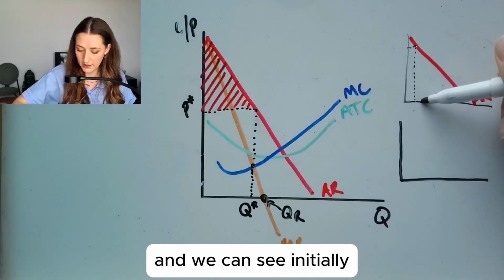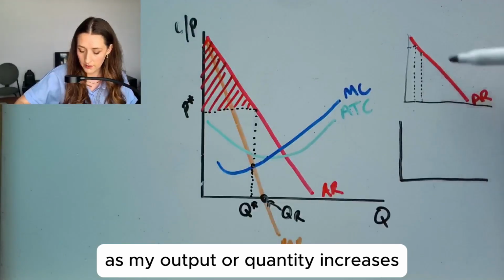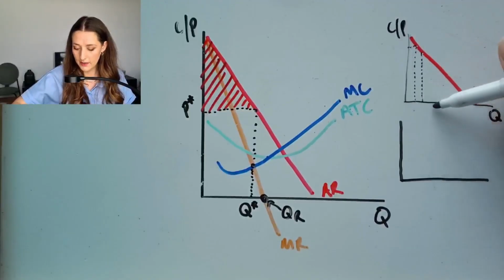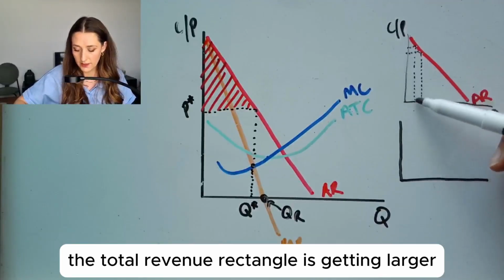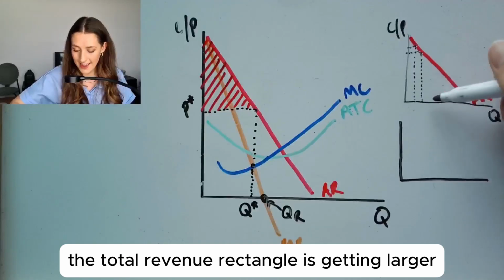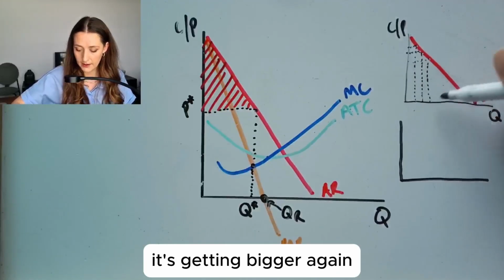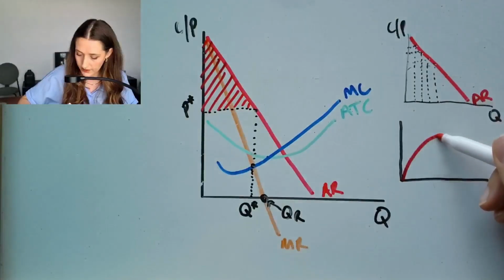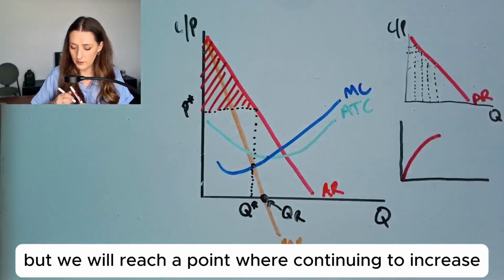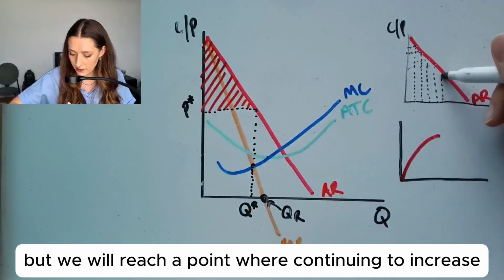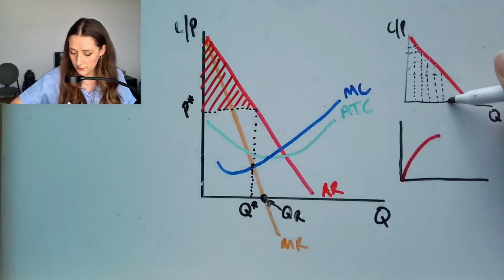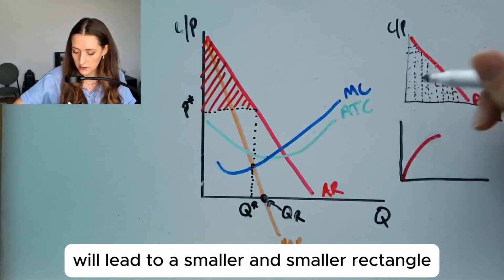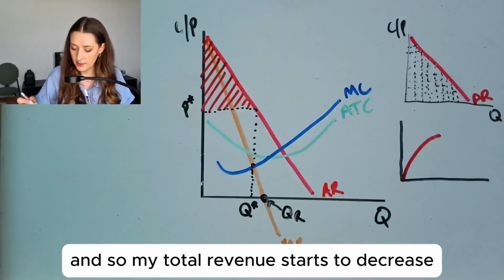And we can see initially, as my output or quantity increases, the total revenue rectangle is getting larger. The area is greater. It's getting bigger again, getting bigger again. So we know initially my total revenue is increasing, but we will reach a point where continuing to increase my quantity will lead to a smaller and smaller rectangle. And so my total revenue starts to decrease.